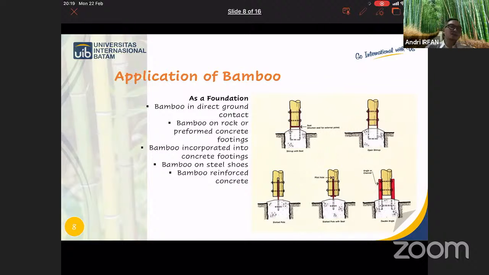In the slide is a sample of what to do to improve the durability. It is also a traditional method to improve the durability.